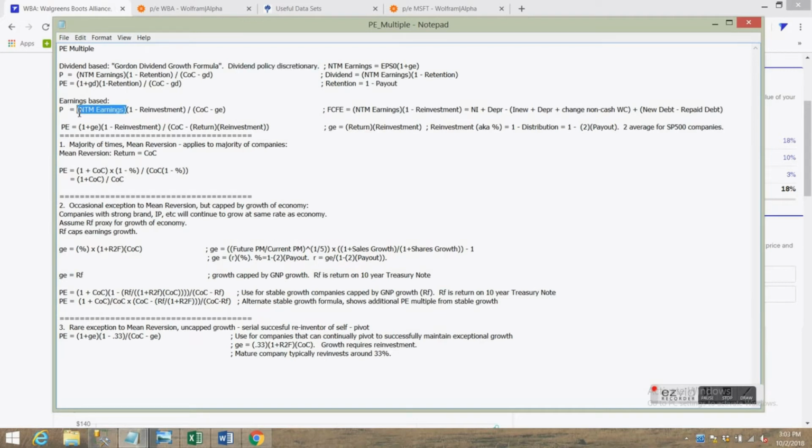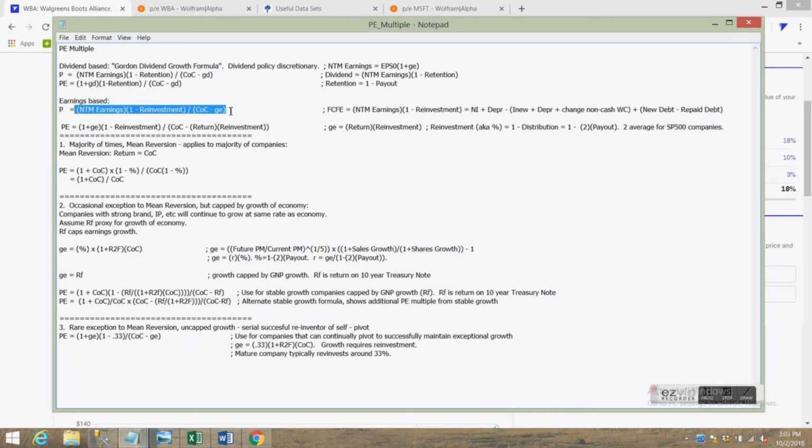So that leads us to this more of an earnings base where you take the next 12 months earnings, but now you take it times 1 minus a reinvestment rate as opposed to a retention, and then you divide it by the cost of capital minus the growth of earnings, not the growth of dividends. So we're going to be talking about the derivation of this formula because it's very important to have a good understanding of where it came from in order to allow you to think through what might be or form your own opinion about what a future PE might be appropriate for a specific company.